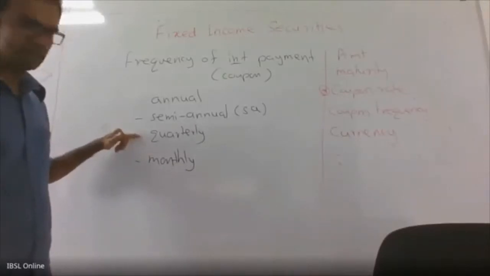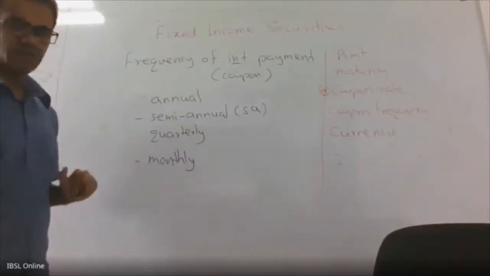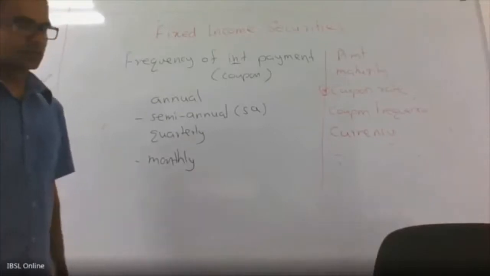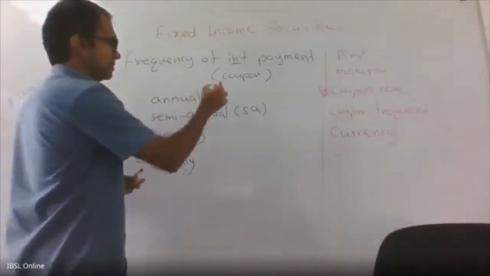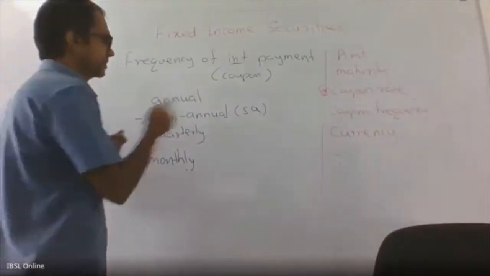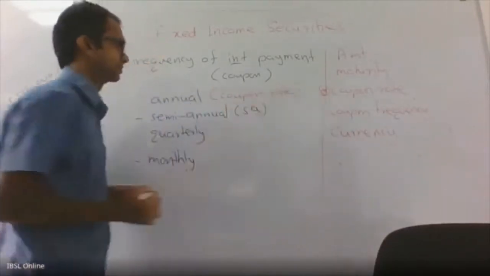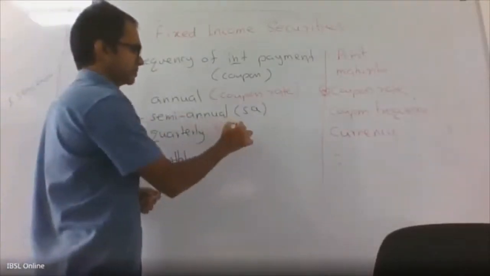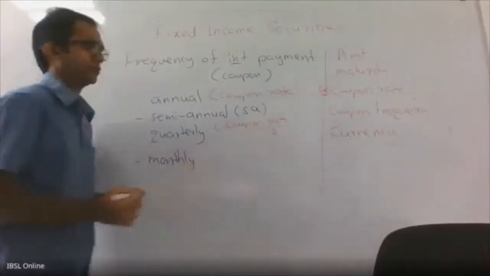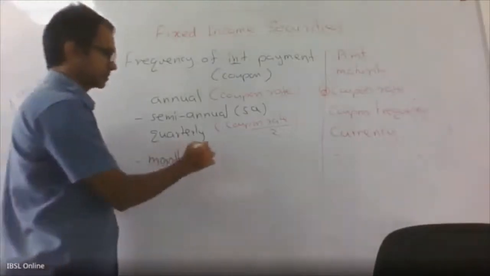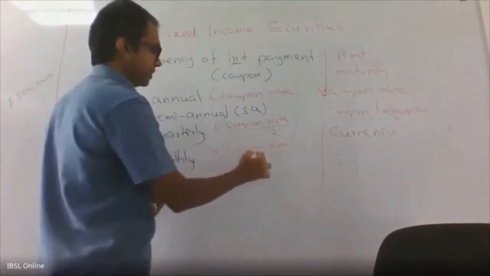When it says quarterly, it is 4 times per year, every quarter. Monthly means every month there will be an interest payment. Then what is the applicable interest rate? If it is annual, the applicable interest rate would be exactly the coupon rate. If it is semi-annual, it would be coupon rate divided by 2. Quarterly, it is coupon rate divided by 4.